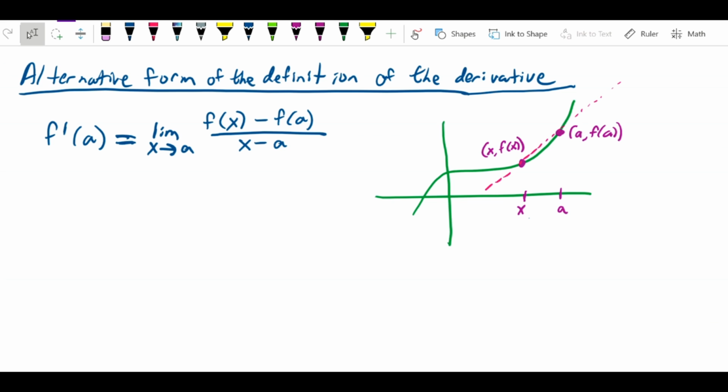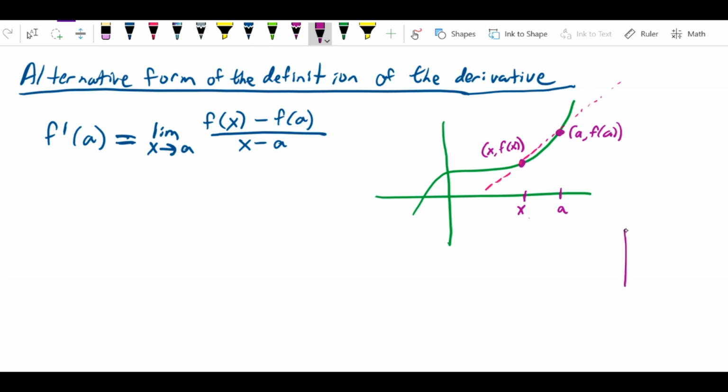Now I want to give you an alternative form of the definition of the derivative. This is completely equivalent to the definition we saw earlier that involved h approaching zero. It's just a different way, really, of expressing the exact same geometric concept.